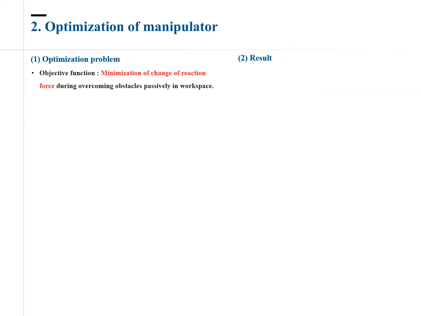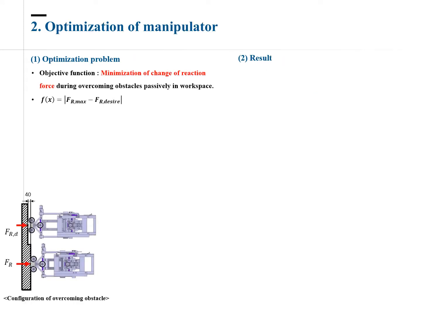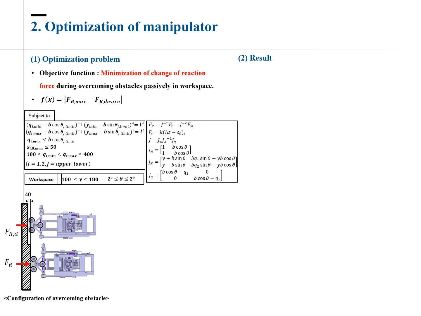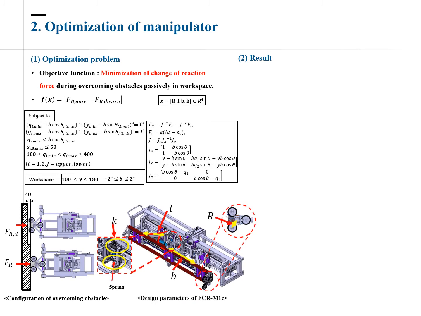The next section is about optimization of the manipulator. The optimization problem is set like this. The objective function is to minimize the change of reaction force at the target force during overcoming obstacles passively in the workspace. The constraint functions, workspace and dynamic equations, are shown like this.